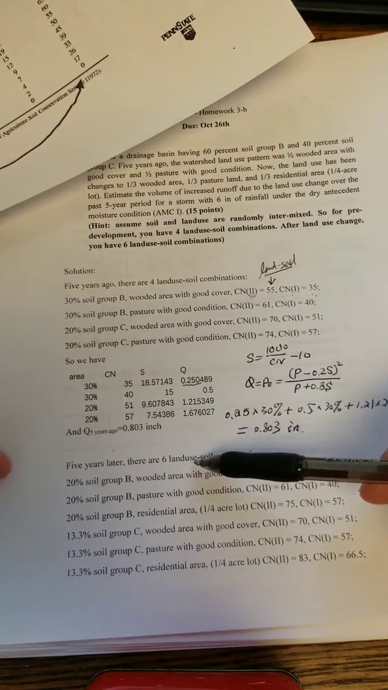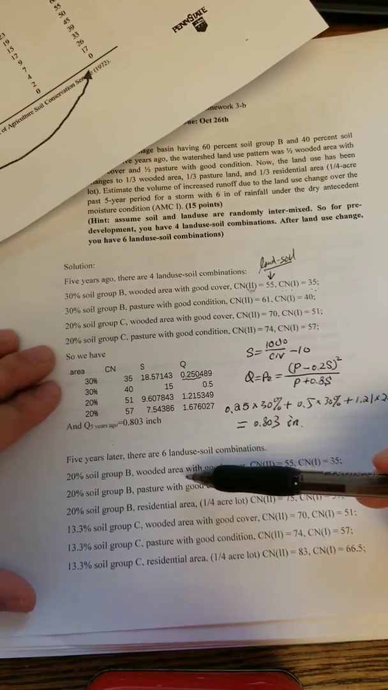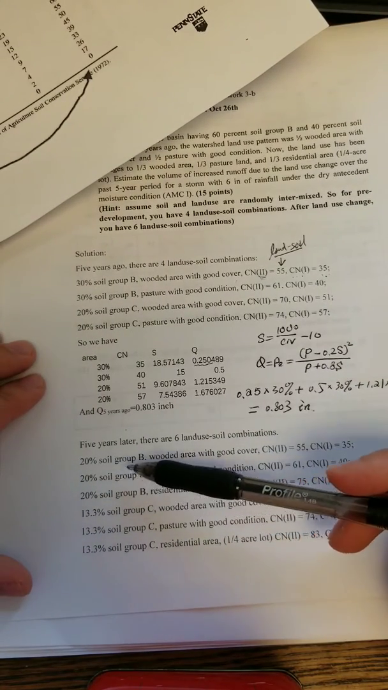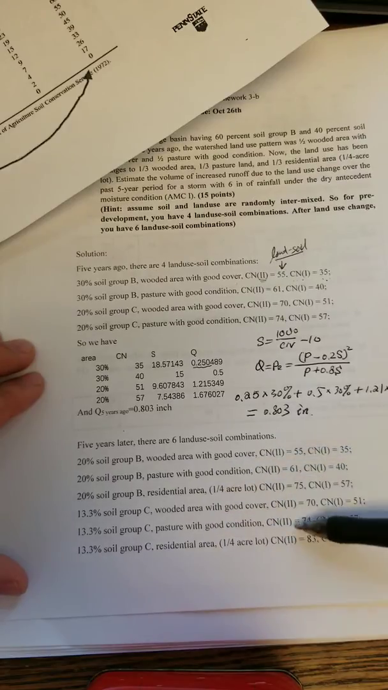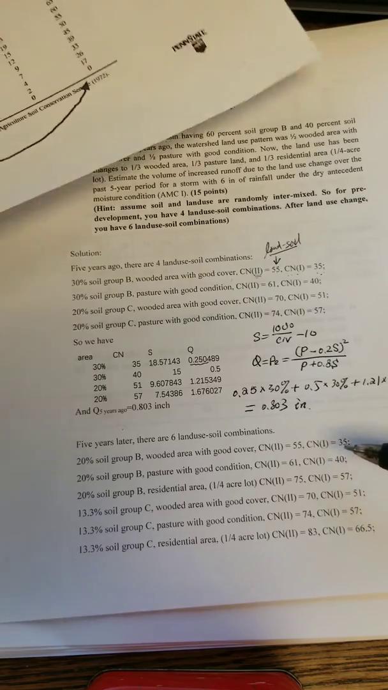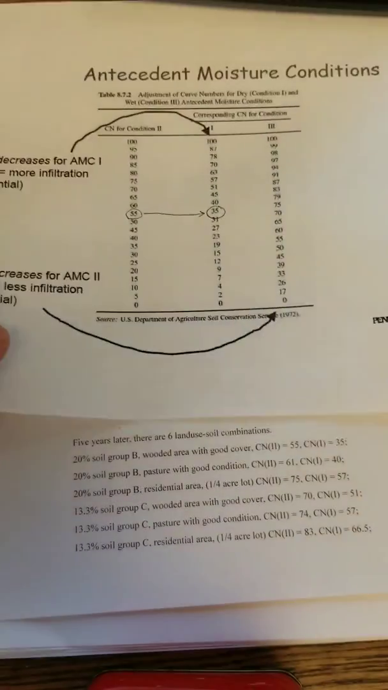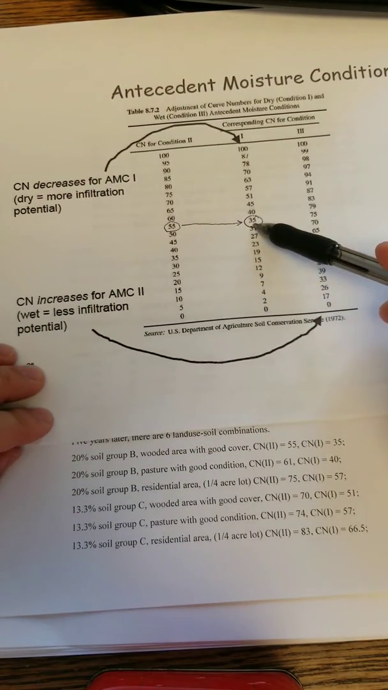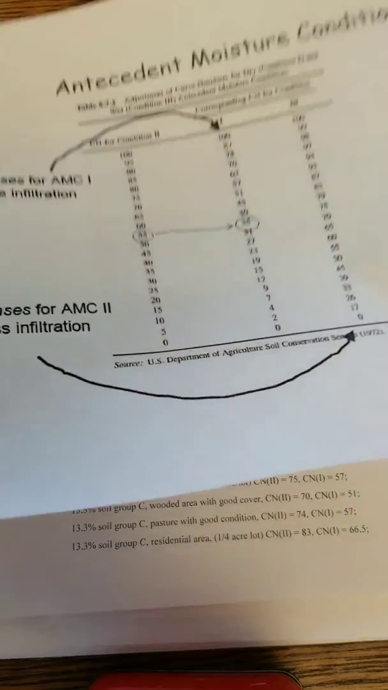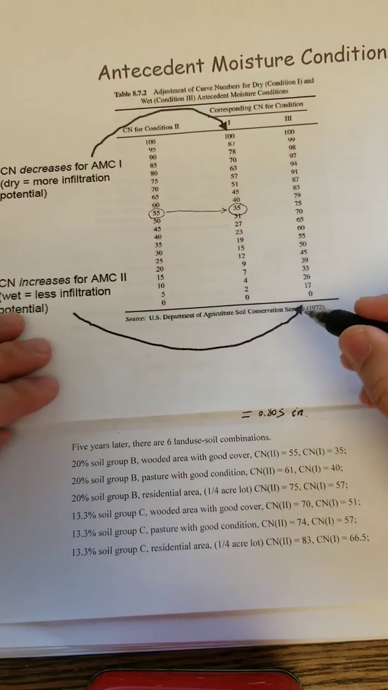And then you continue to do the same thing for the post land use change case, in which there are now 6 different combinations. Again, you find the different curve numbers and do the soil moisture condition adjustment through this table. Here I go from 55 to 35, that's easy. If you have a number that doesn't directly show up in this table, you can do a linear interpolation.